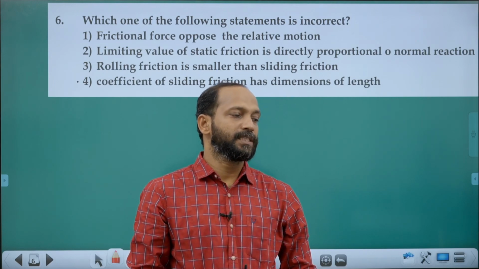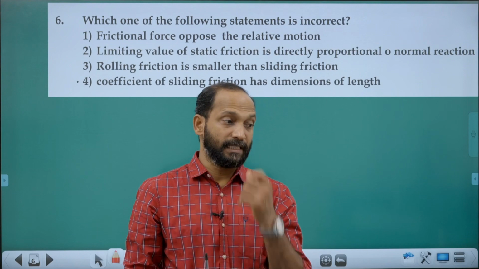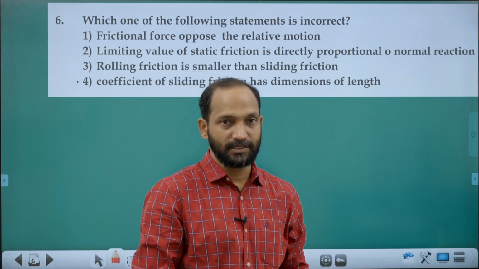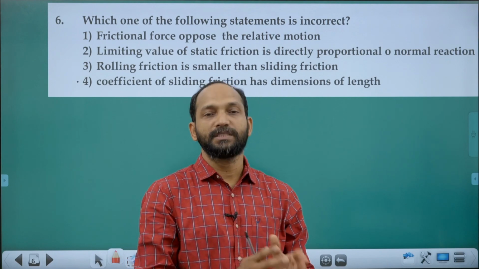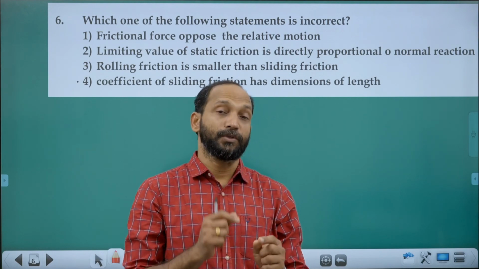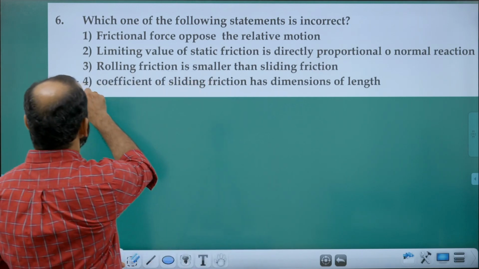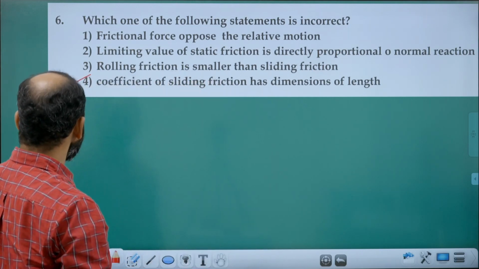Fourth one, coefficient of sliding friction has dimensions of length. Coefficient of sliding friction does not have any dimensions, like the coefficient of static friction, but coefficient of rolling friction has the dimensions of length. So here the incorrect statement is option 4. So that is the right answer.